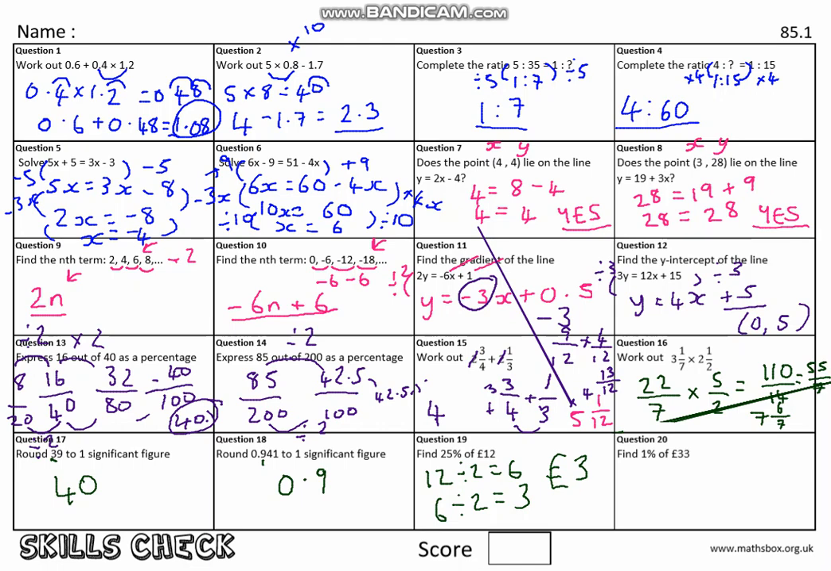Now, if I want to find 1% of something, all I have to do is take the number 33 and divide it by 100. Okay, because there are 100 ones in a percentage. So 33 divided by 100 is 0.33. So it would be 33p as our answer.